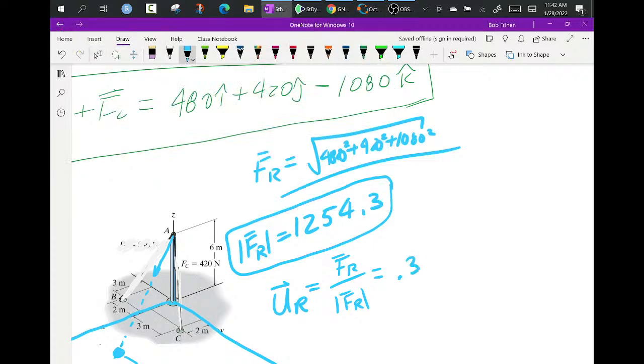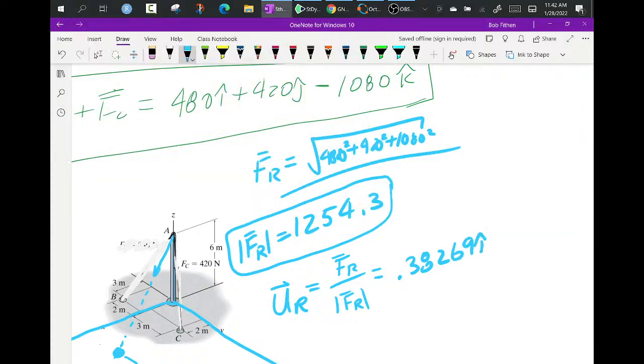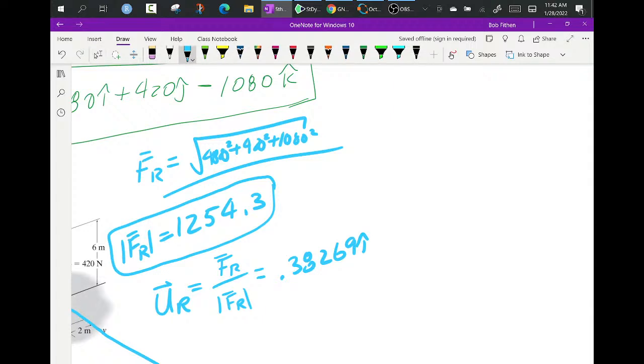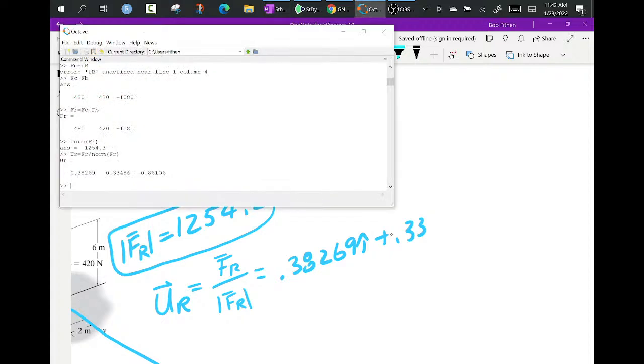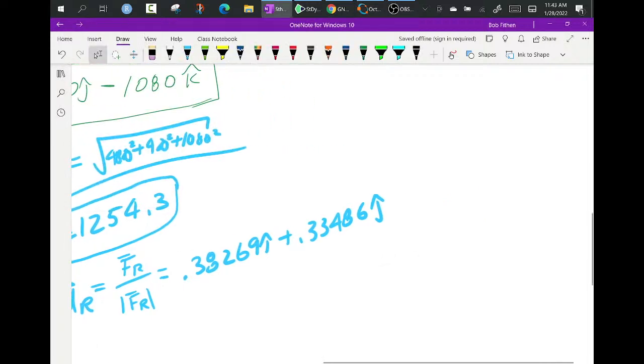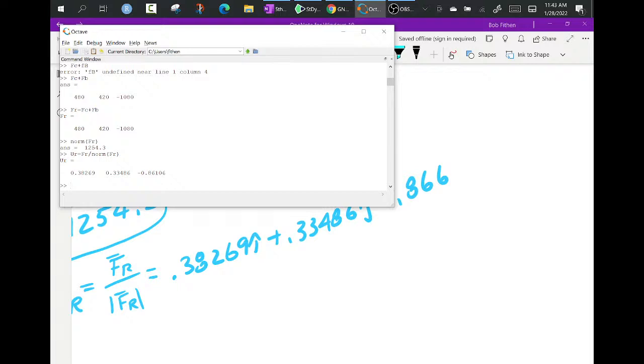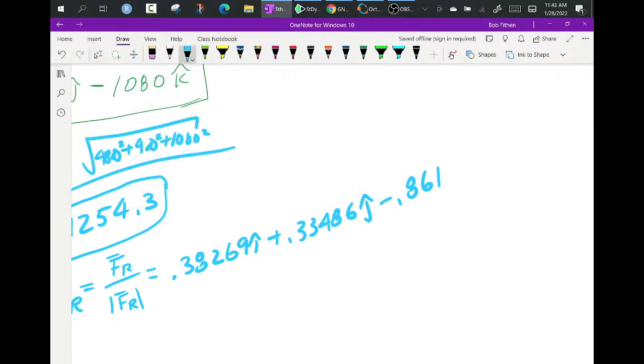382.382. 0.69i plus 0.33486j minus 0.86106. Okay, so that's the direction that thing is going.